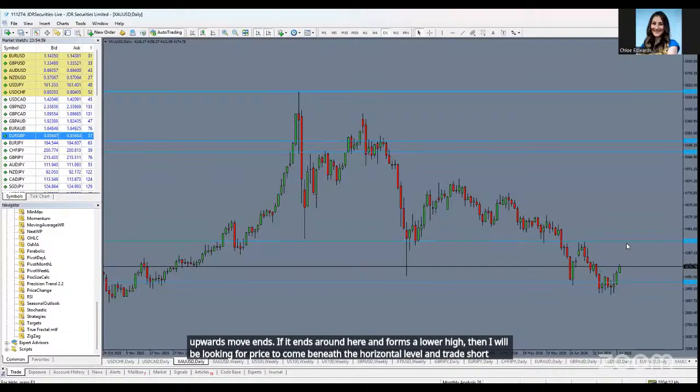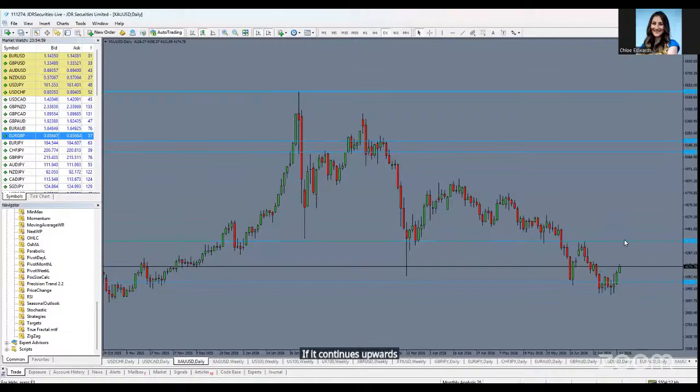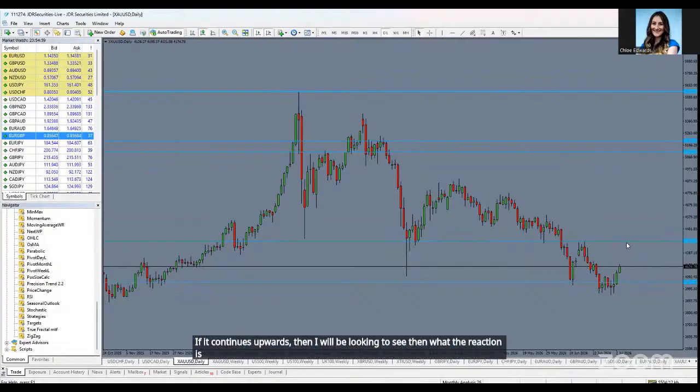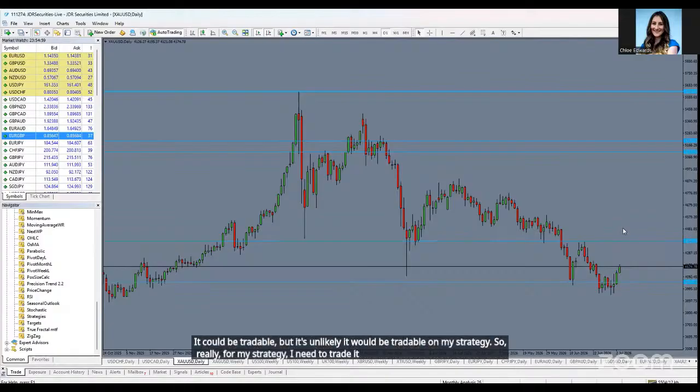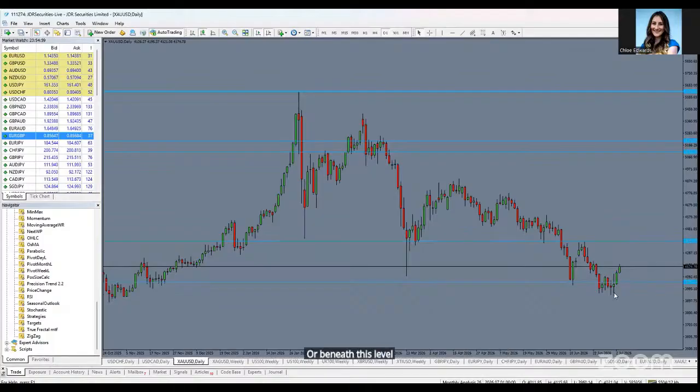If it continues upwards, then I will be looking to see what the reaction is going to be at this point here. Now, if price continues upwards, is it tradable? Absolutely yes. It could be tradable, but it's unlikely it would be tradable on my strategy. So really for my strategy, I need to trade it above this level here or beneath this level here. So that's what I'm looking out for.